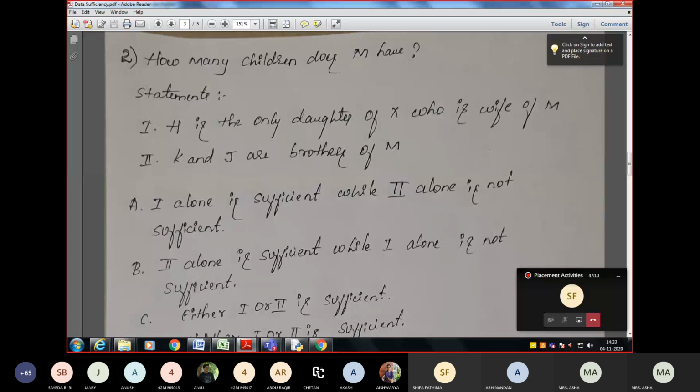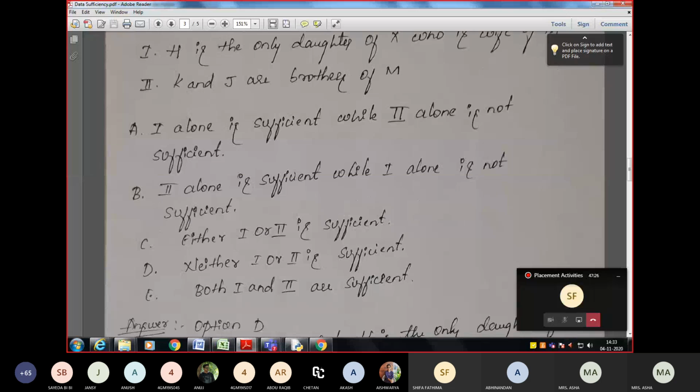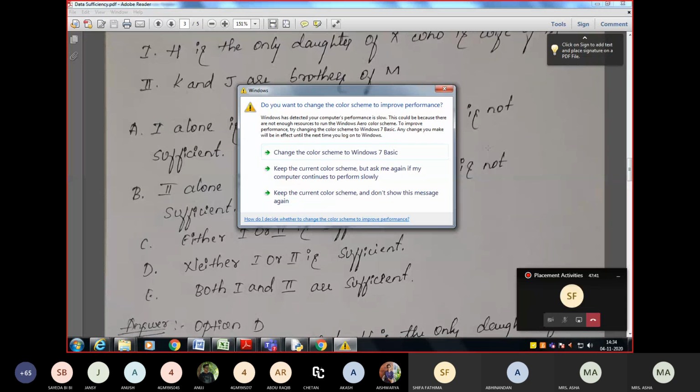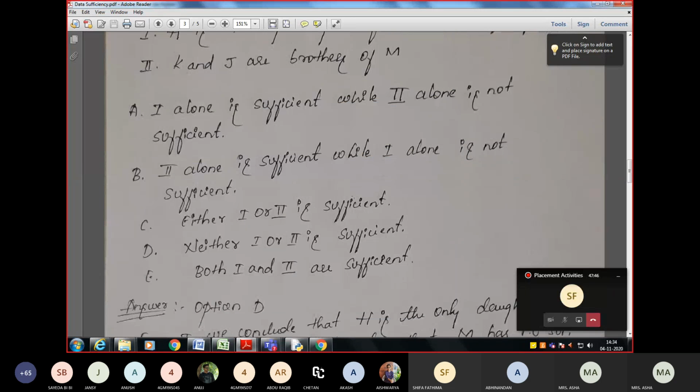How many children does M have? Statements. First statement. H is the only daughter of X, who is wife of M. Second, K and J are brothers of M. Option A. First alone statement is sufficient, while second alone is not sufficient. B. Second alone is sufficient, while first alone is not sufficient. C. Either first or second is sufficient. D. Neither first nor second is sufficient. E. Both first and second are sufficient. Here, the option is D.